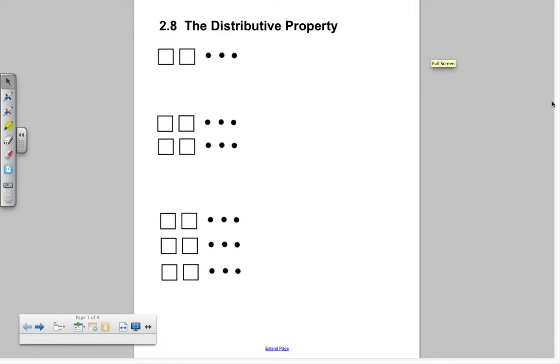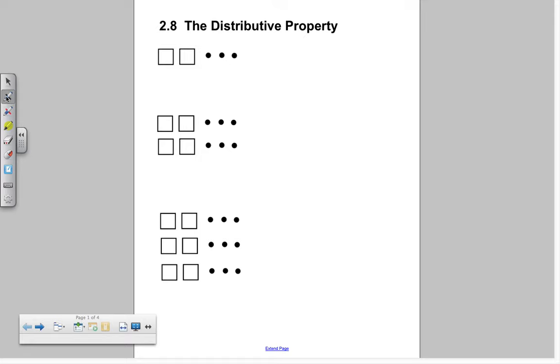2.8, the distributive property. So this is a really important property. We've learned about the commutative property, and this is the distributive property. There's a few other properties as well that we can cover at a different time, but for now, the distributive property is a really important one that will weave itself through everything in algebra. So it needs to become automatic, but obviously you haven't learned it yet.